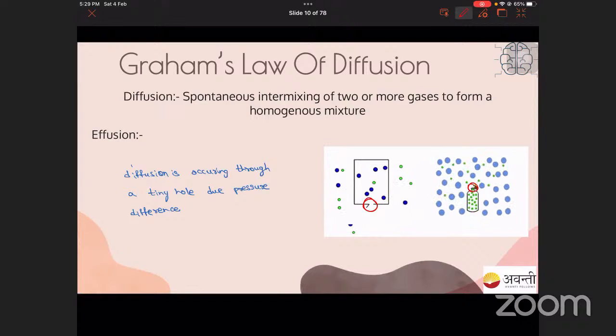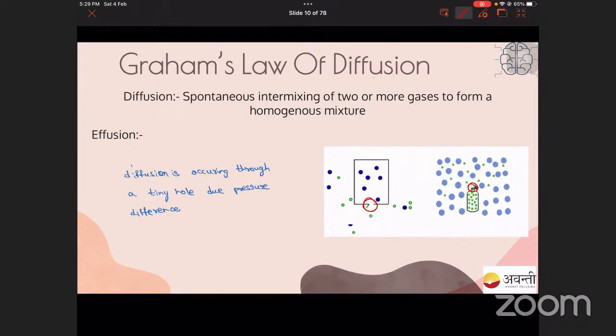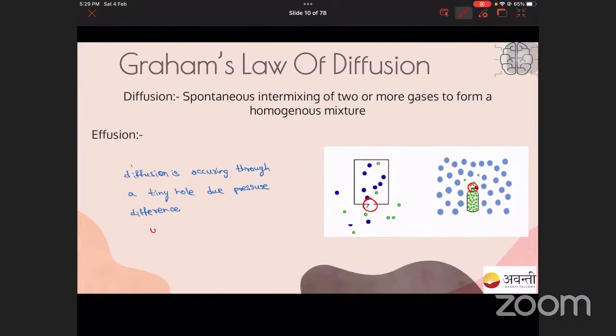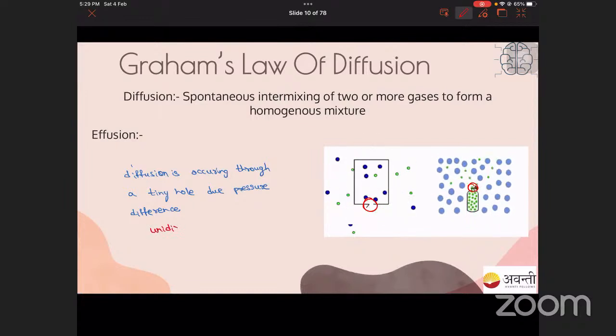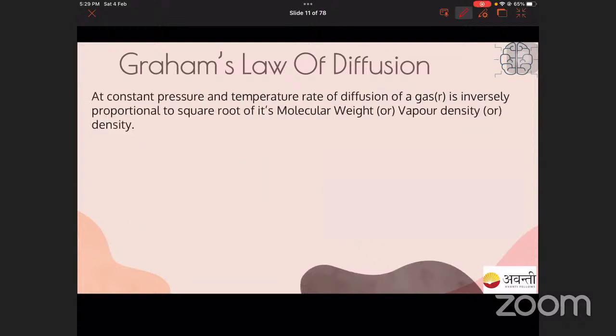Clear? Understood the difference between diffusion and effusion? Diffusion is multidirectional, and effusion occurs through only a small area and is unidirectional in nature. Unidirectional. Clear with it? Now next, according to Graham's law of diffusion, what does it say?